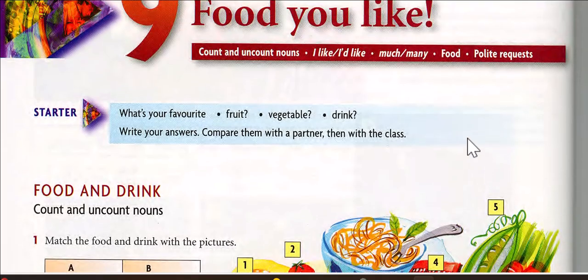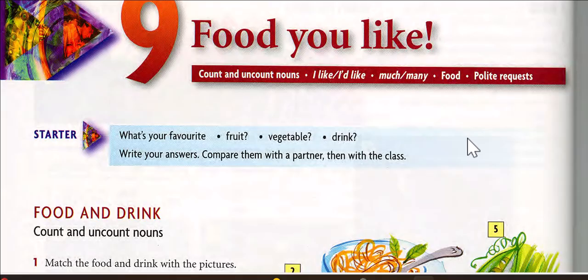For Soft Skill 1, Unit 4, Module 9, the lesson is Food You Like. This lesson mainly focuses on count and uncount nouns. Also, it talks about much, many. And in Unit 2, we have already introduced some and any. In this lesson, we are going to focus more on that.